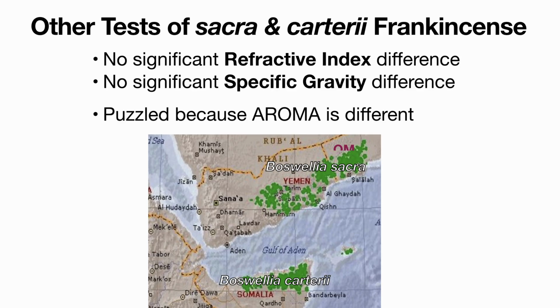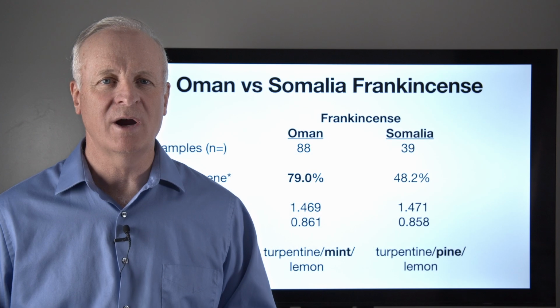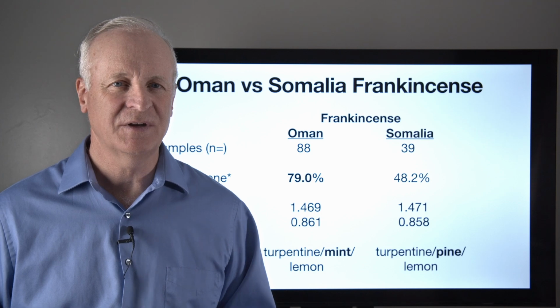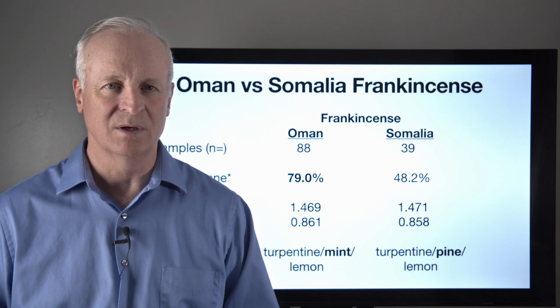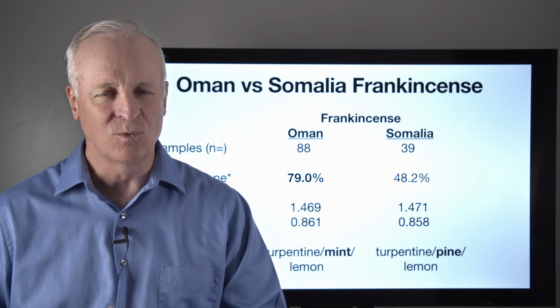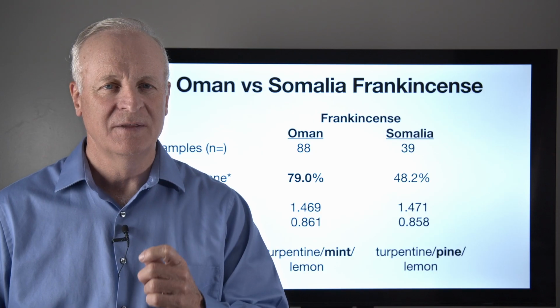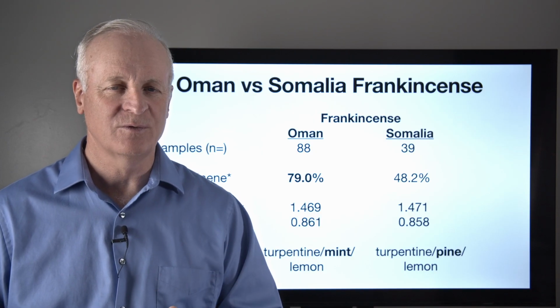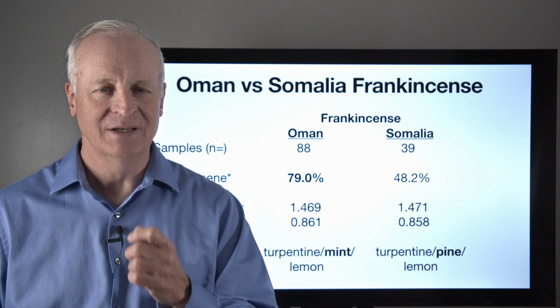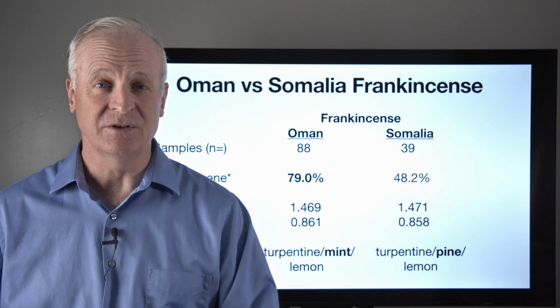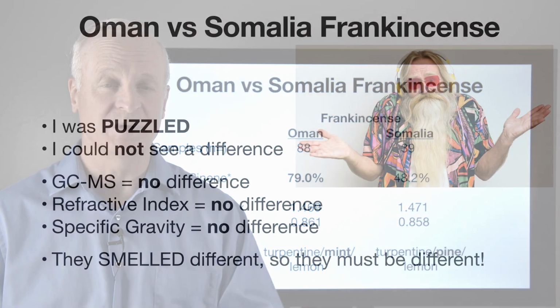So I was puzzled. Indeed, I was puzzled because the aromas were significantly different. And so I knew that somehow the components in the essential oil must be different. And yet from the data that I acquired, the only significant difference was the aroma. So I had to figure out a way to be able to show that Oman and Somalia frankincense were indeed different. Different species, not just chemotypes, but different species.